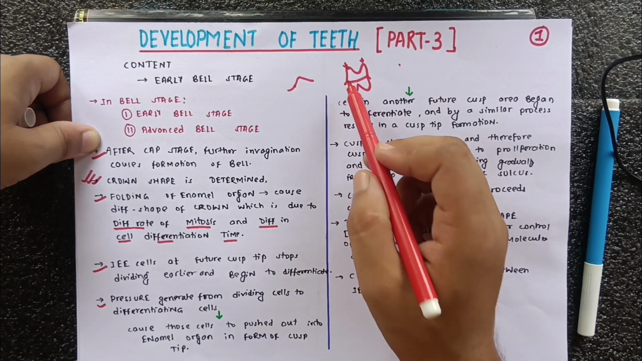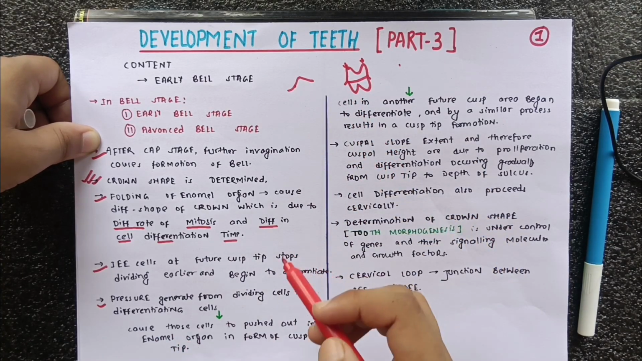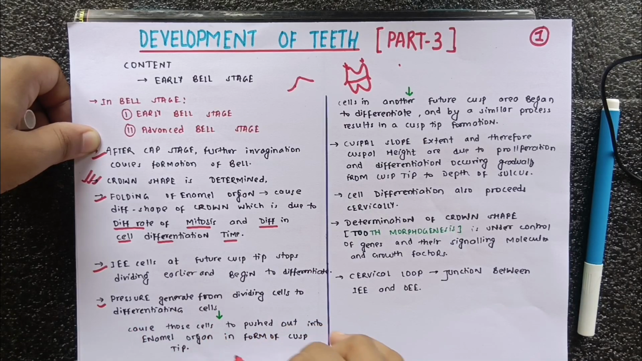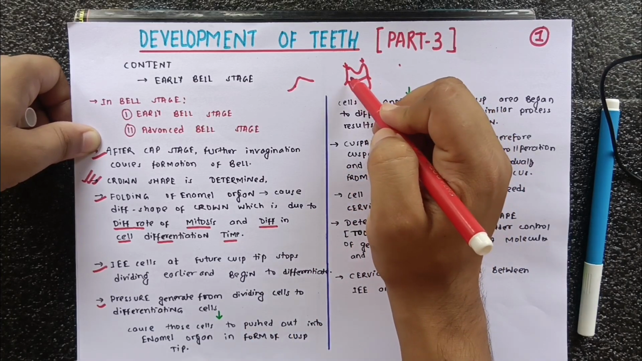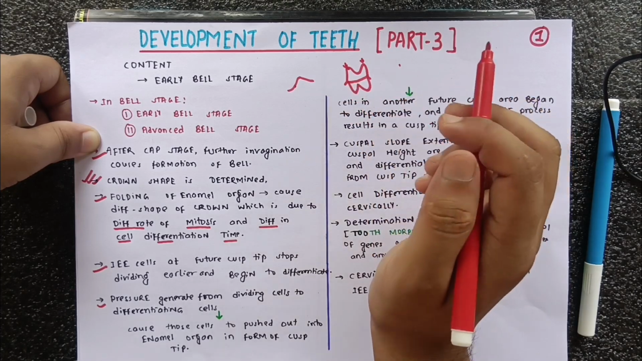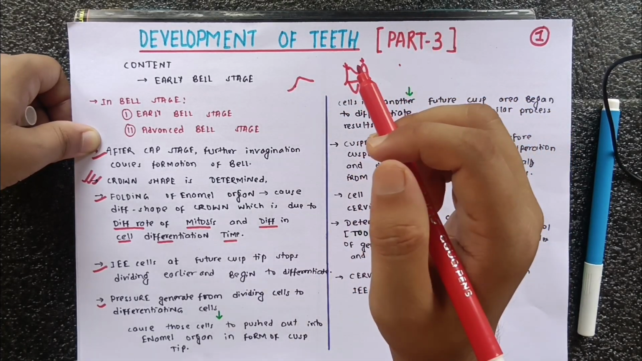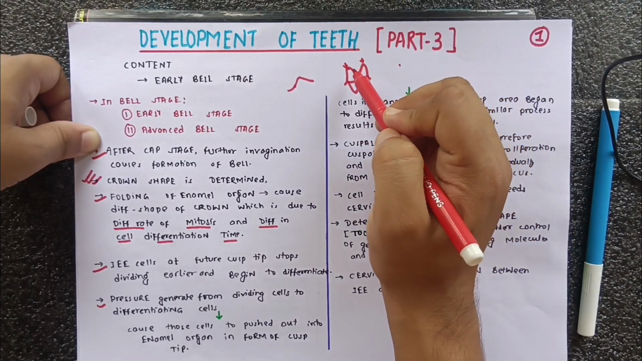The process of differentiation starts from the cusp and moves towards the cervical areas. At that point, it pushes the differentiating cells, which causes those cells to push into the enamel organ in the form of the cusp tip. So the pressure generated by the proliferating cells pushes the differentiating cells. Due to the more pressure generated at that area, it forms the cusp.